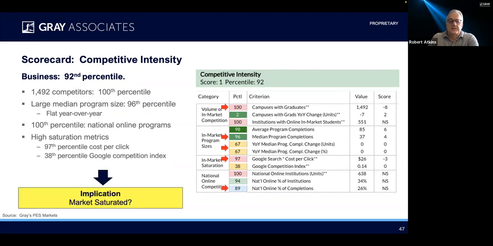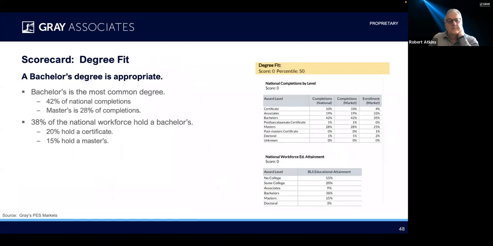So here I'd start to say, I'd be a little worried that maybe this market's saturated. If I have a program, I'm not going to really be able to expect it to grow unless I'm really good at marketing. If I haven't got a program, this makes it a little riskier to get into the space because it may already be full up.